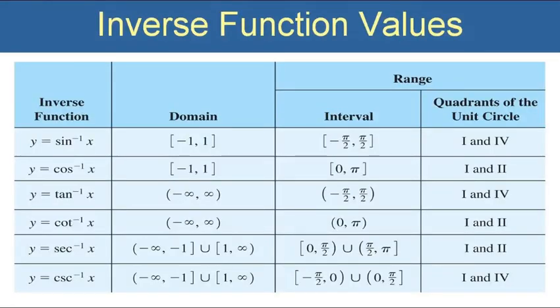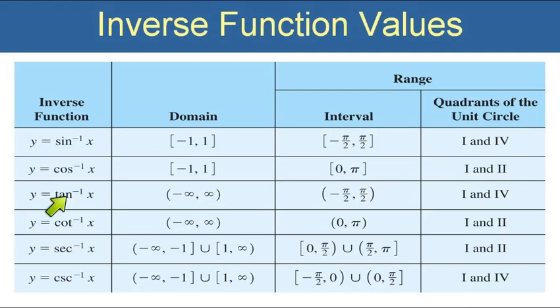Here is a chart that kind of summarizes what we've been talking about. Sine inverse, you have to put in a sine value that's between negative 1 and positive 1. You're going to get out an angle that's between negative π/2 and positive π/2. That means quadrant 1 and quadrant 4. Cosine inverse, you still have to put in something between negative 1 and positive 1, but your answer will now be between 0 and pi, and the quadrants that covers are quadrant 1 and quadrant 2.